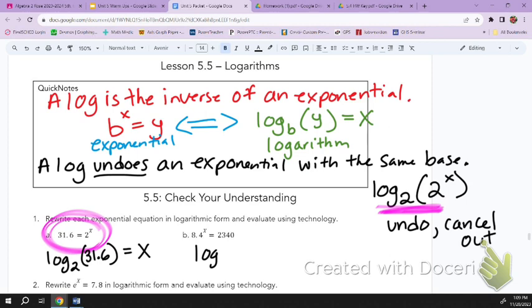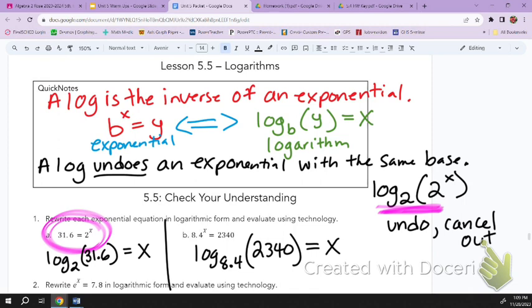What do we do with the 2? Where's 8.4? I don't know. 8.4 is the base. What it's equal to goes inside the log. The exponent comes out. And so now we're ready to type this in.